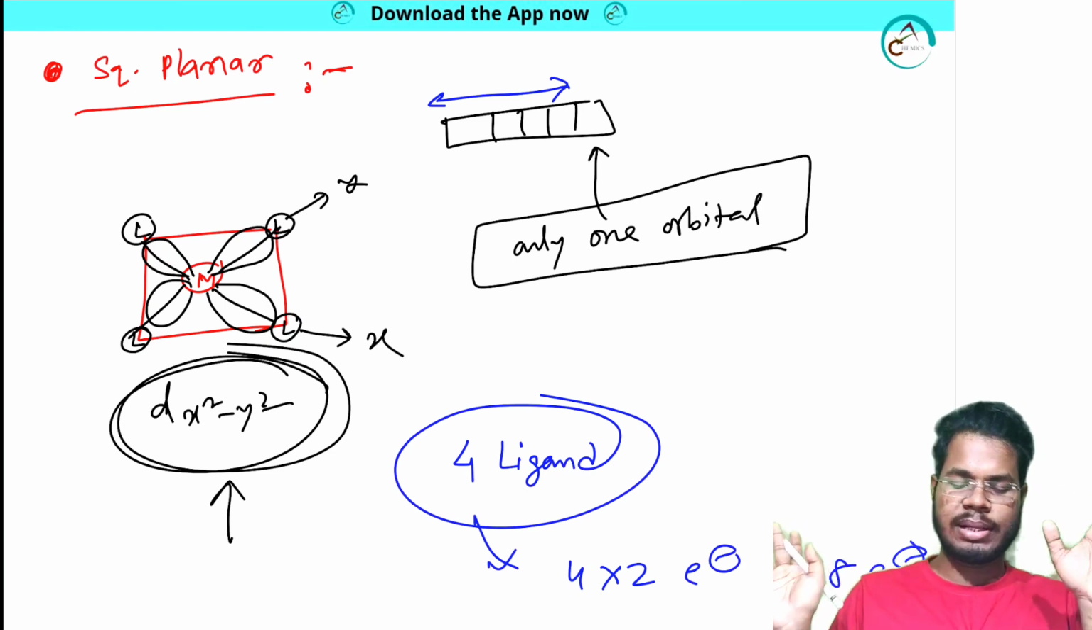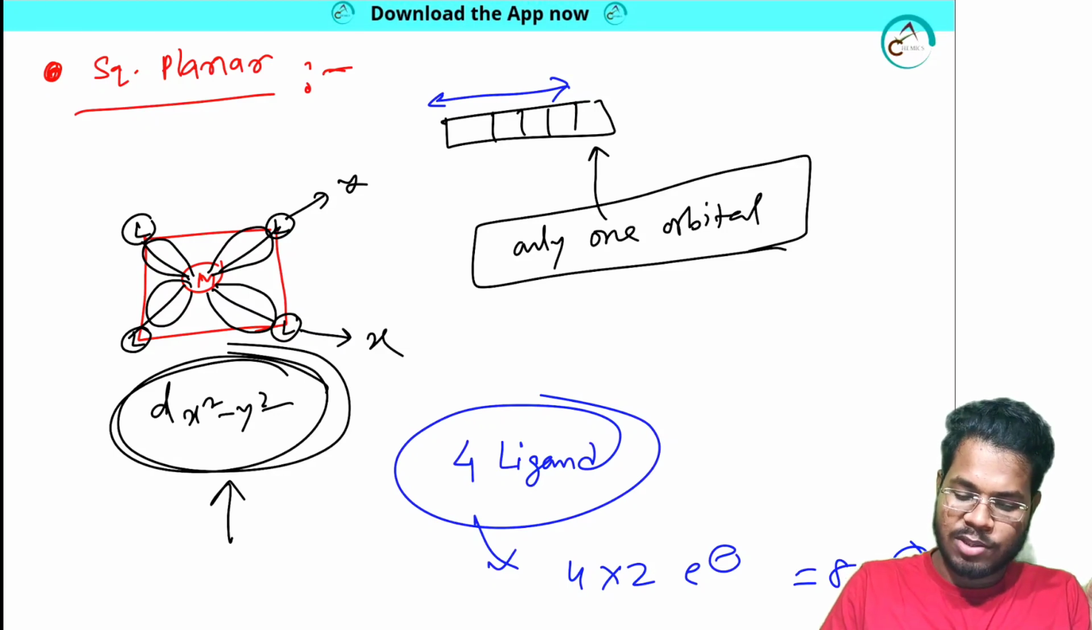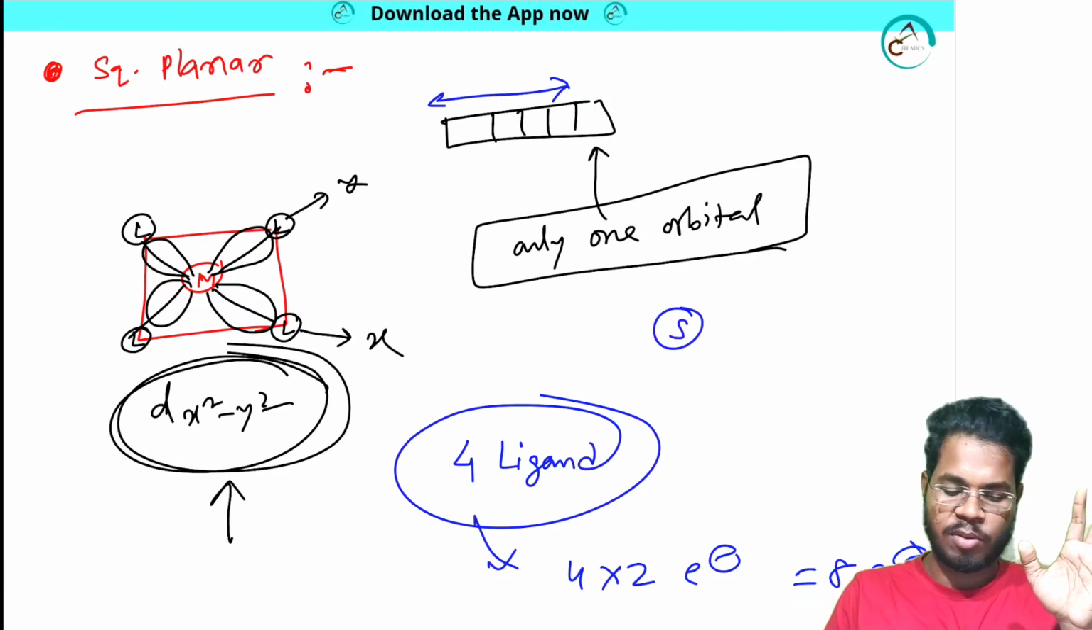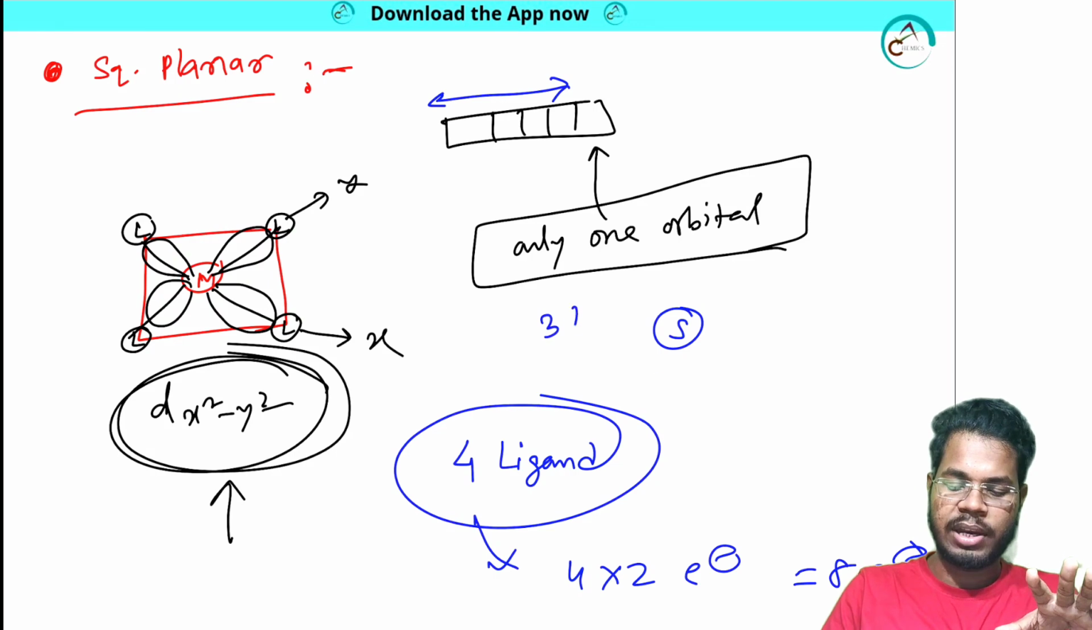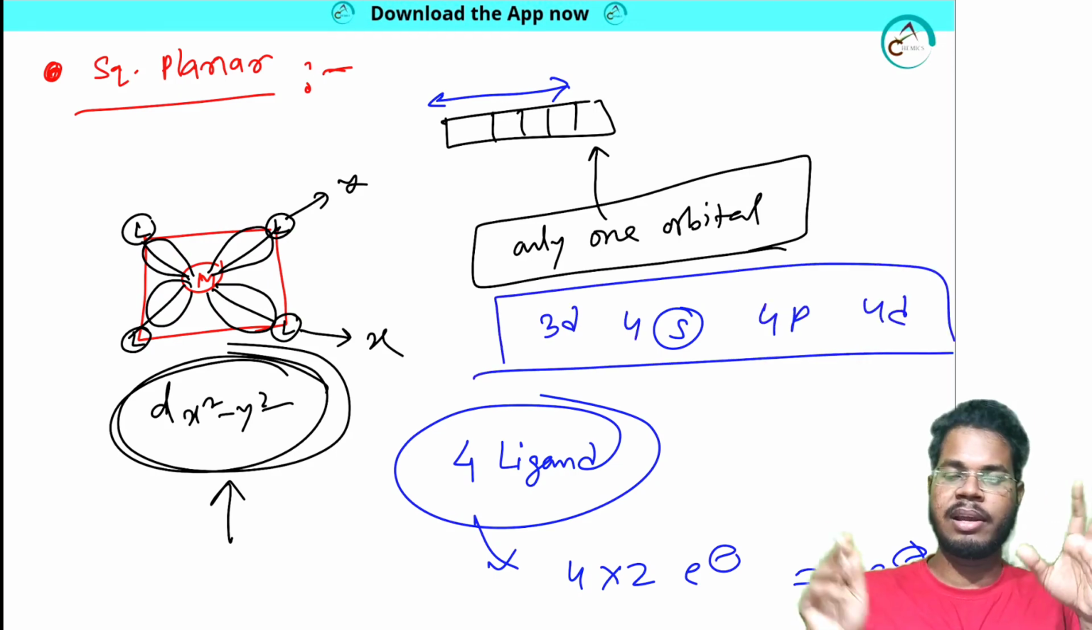Okay, so that's done. It's very easy. And as I told you, along with that, the nearest s orbital, in the case of transition metal elements, 3d, 4s, 4p, 4d, like that, this kind of situation generally occurs.